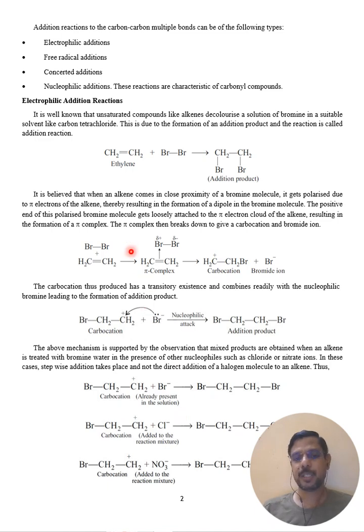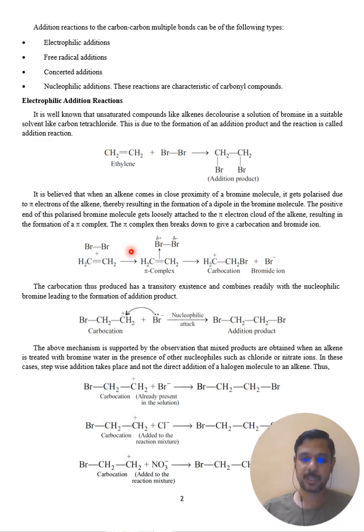And this bromine addition on the alkene is one of the characteristic tests for the identification of unsaturation. For example, in the +2 or in the BSc chemistry practical, to identify unsaturation, we add bromine water to the compound. If the color disappears, we say it is an unsaturated compound. If the color does not disappear, then it is not an unsaturated compound, right?